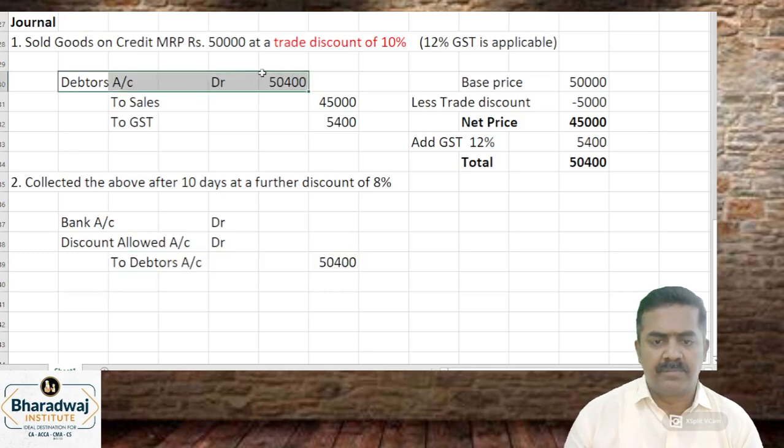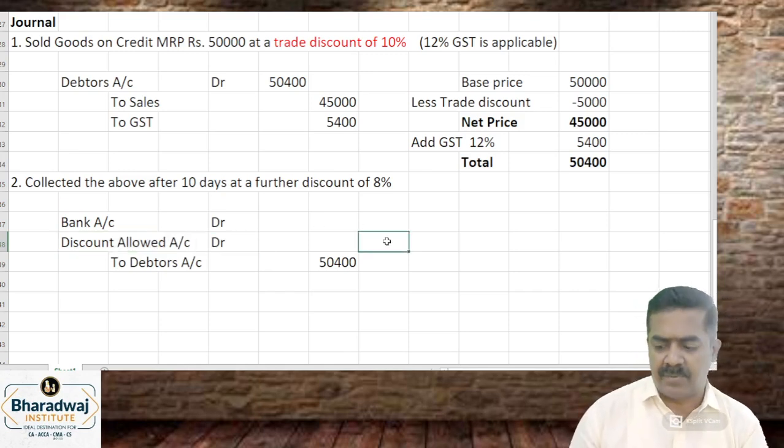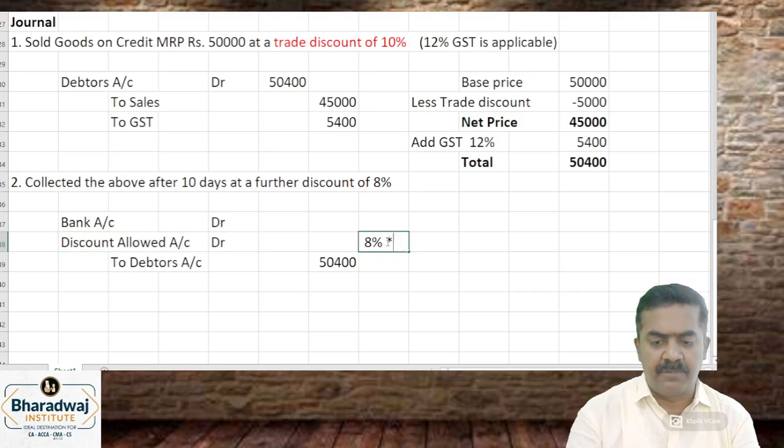We will collect that. But how much of discount is allowed? 8% of what?